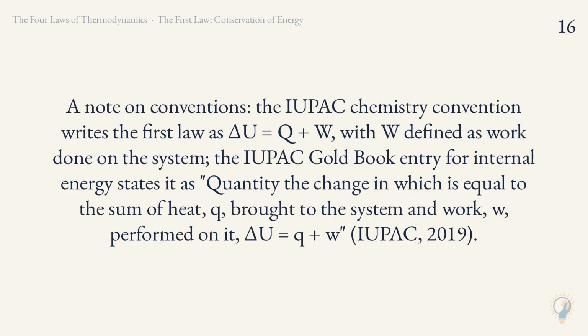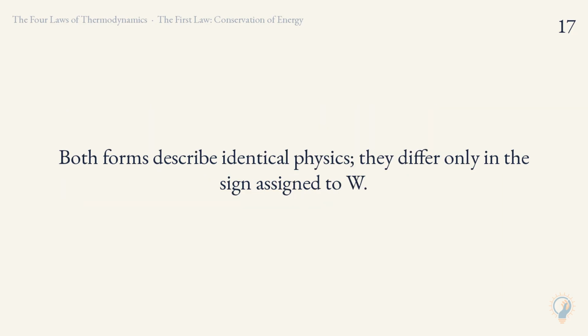A note on conventions. The IUPAC chemistry convention writes the first law as delta U equals Q plus W, with W defined as work done on the system. The IUPAC Gold Book entry for internal energy states it as a quantity, the change in which is equal to the sum of heat, Q, brought to the system and work, W, performed on it: delta U equals Q plus W. Both forms describe identical physics. They differ only in the sign assigned to W.